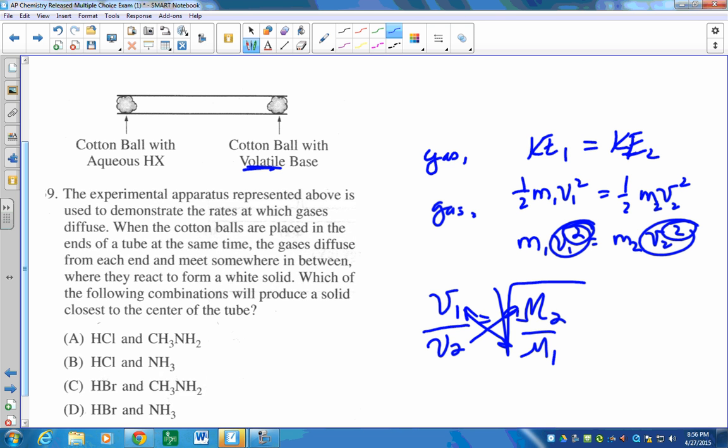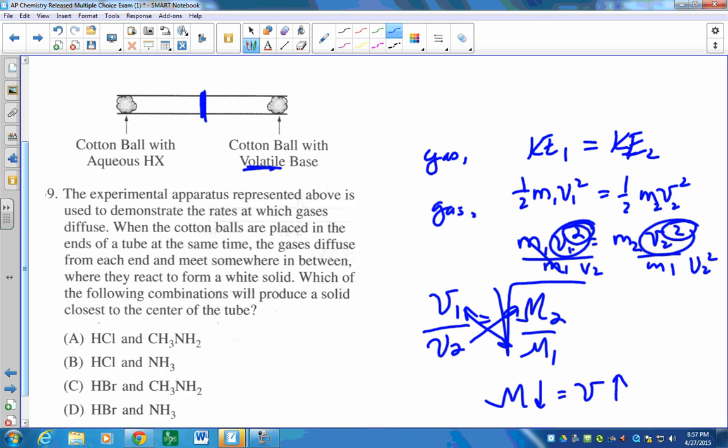Why they flip is that if you get the v's on one side, you divide both sides by m1, and then v2, and what you'll notice is the 1 is on the top here, but it ends up being on the bottom down there. And the reason is because the gases that are the lightest, as the molar mass goes down, their velocity goes up, so they're inversely proportional.